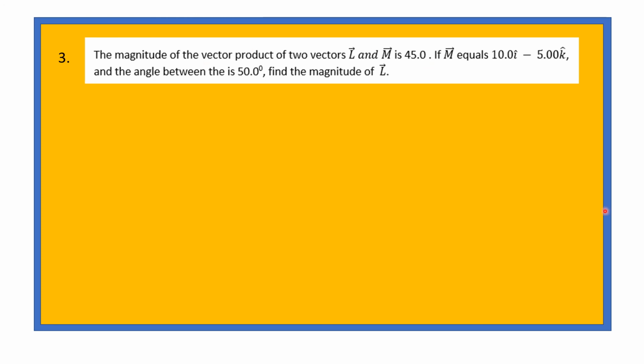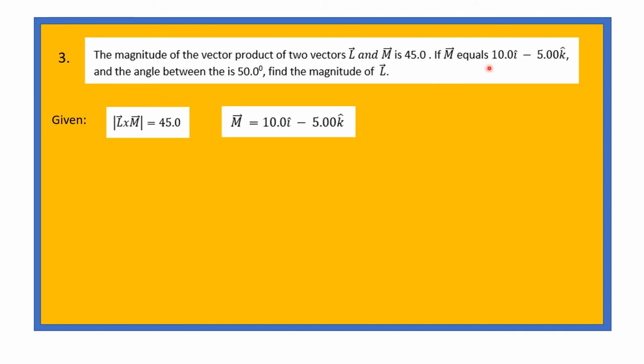So first, let us write what is given. We are given the magnitude of L cross M, which is equal to 45.0, and vector M is given also. We have these numbers with unit vectors: 10 I hat minus 5 k hat. Then the angle is also given: 50.0 degrees between L and M. So find the magnitude of L.